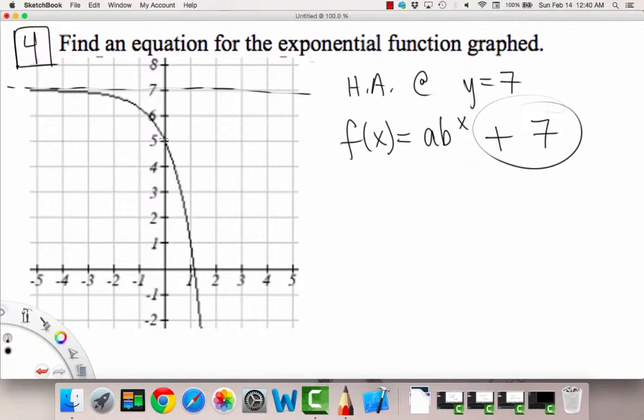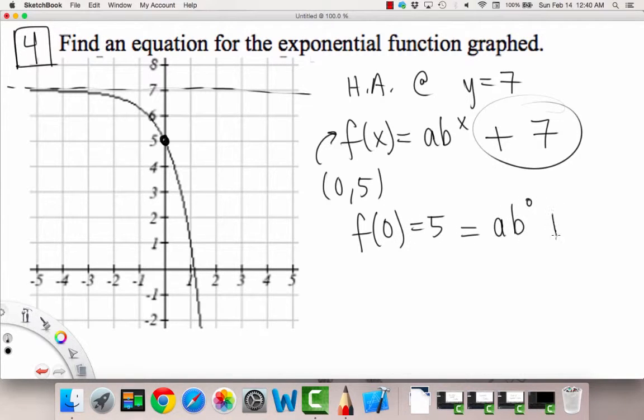So what we're going to do instead is take our vertical intercept, which is the point (0, 5), and plug that into our function. What do I mean by plug that in? Then we have f of 0, which should be equal to 5, is equal to a times b to the 0 power plus 7. Anything to the 0 power is just 1. So we really have the equation 5 equals a plus 7.